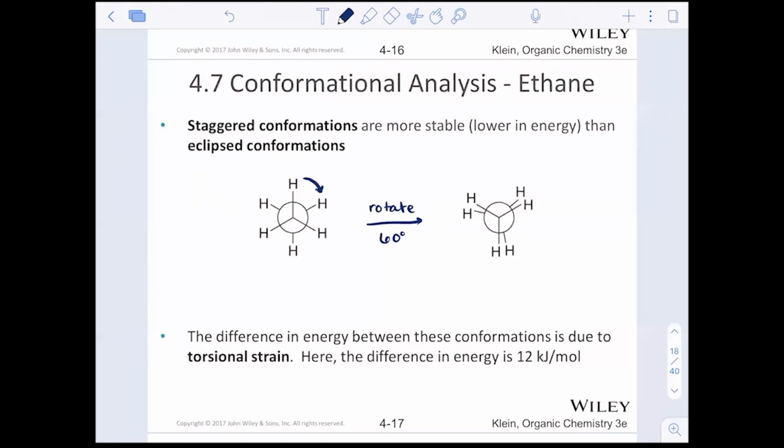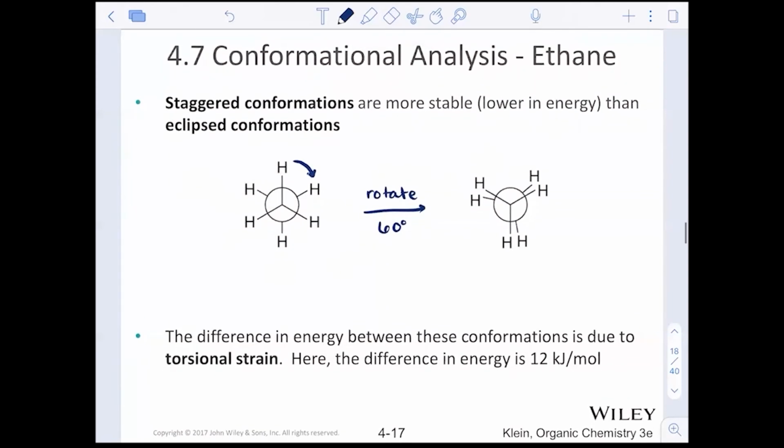We see a staggered and we see eclipsed. Staggered meaning that each hydrogen has space. We're kind of peekabooing. Here are the front ones, and the back ones are peekabooing in between. Eclipsed is exactly what it entails, the idea that we are hovering one hydrogen over the other.